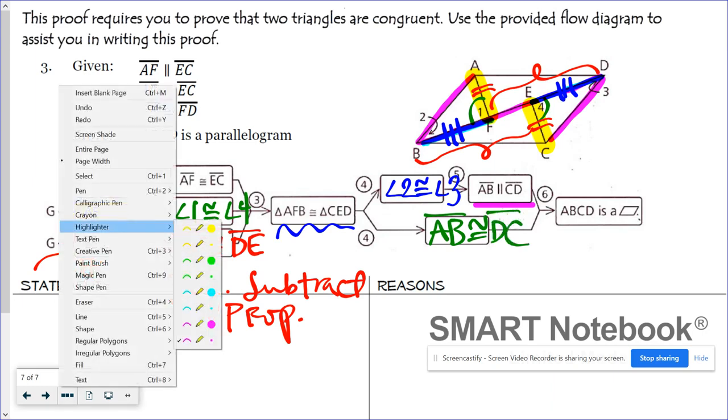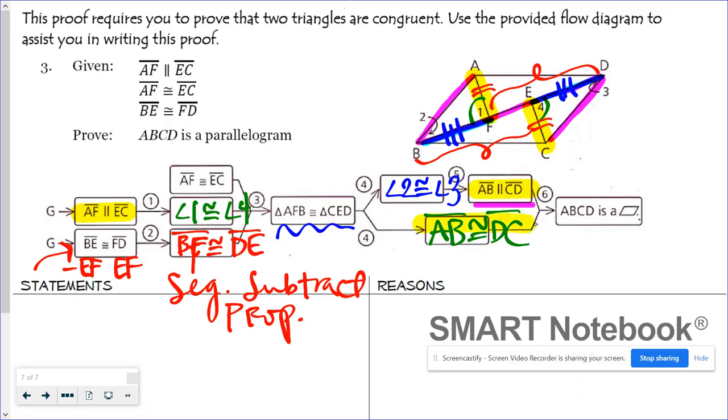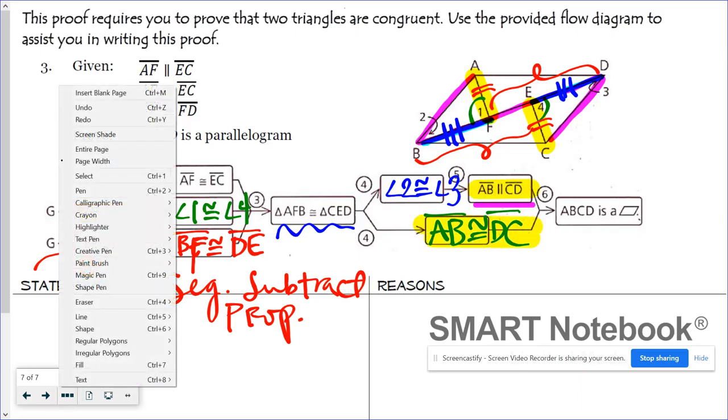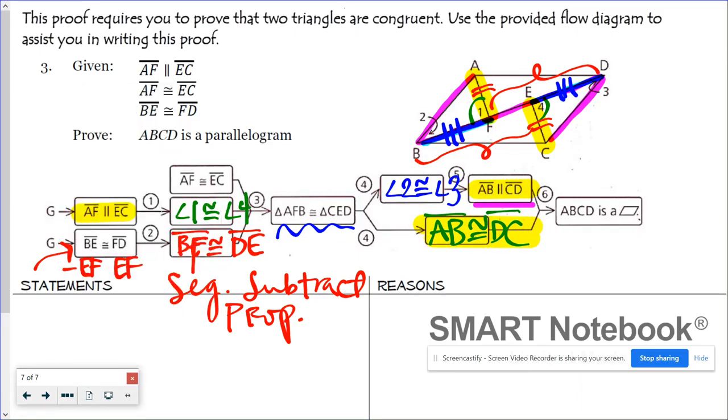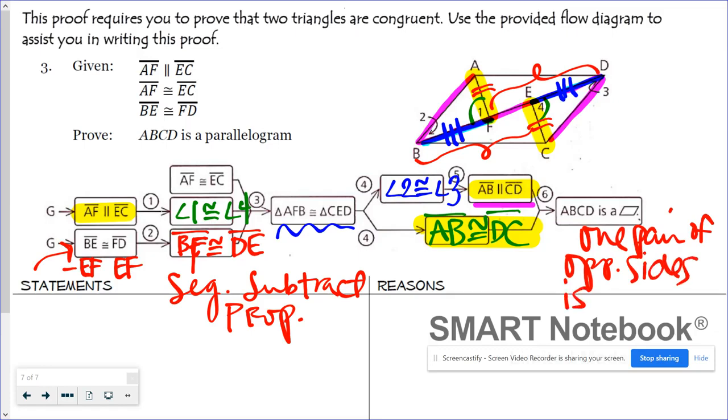So now what we have here is the same pair of opposite sides that are parallel and congruent. And so we can say ABCD is a parallelogram because one pair of opposite sides is parallel and congruent.